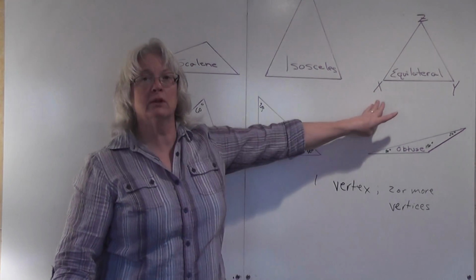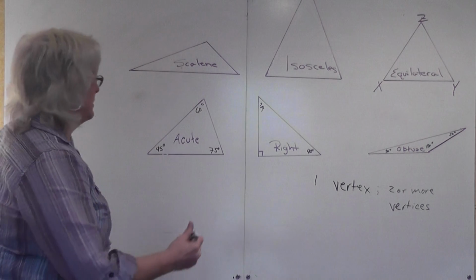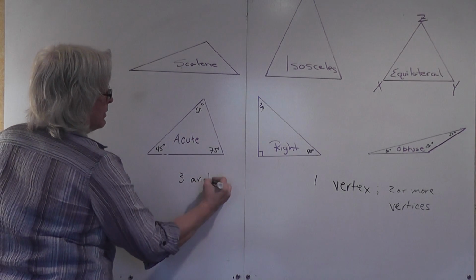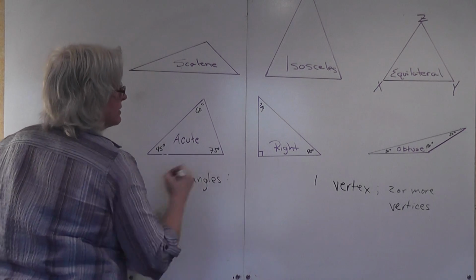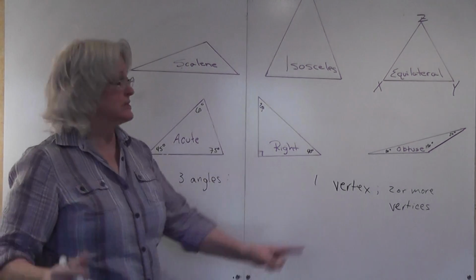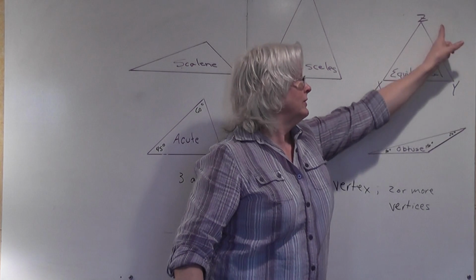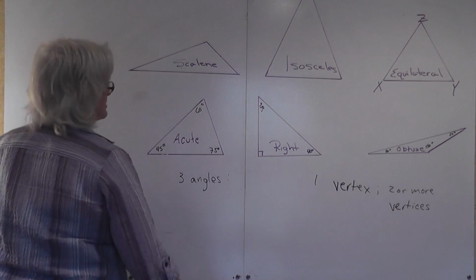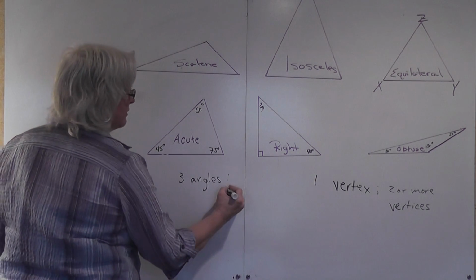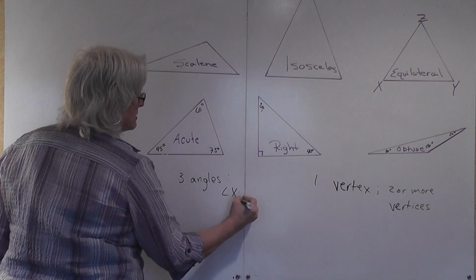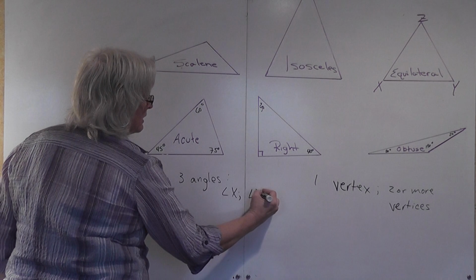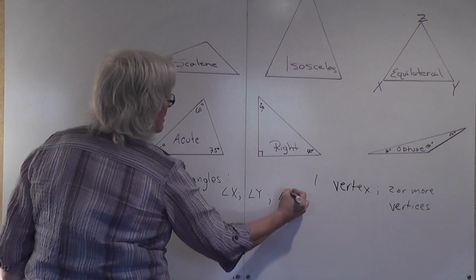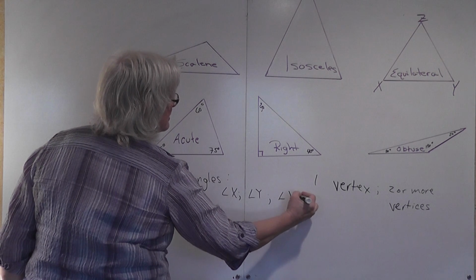So if we have our equilateral triangle here, there are going to be 3 angles. And remember, we can identify those angles by just the letter, the point at the end, or by naming the angle itself. I'm just going to call these 3 angles, and they are angle X, angle Y, and just for grins, I'm going to call this one angle XZY.